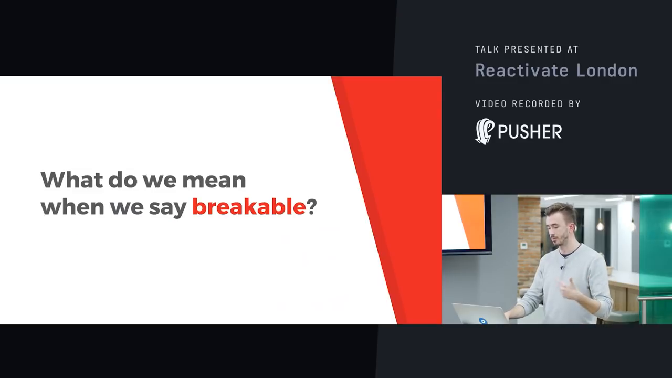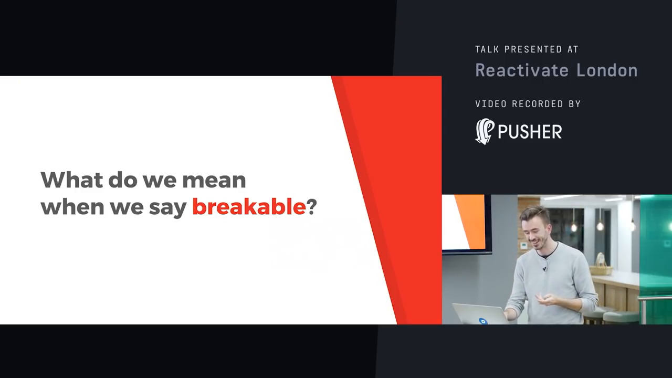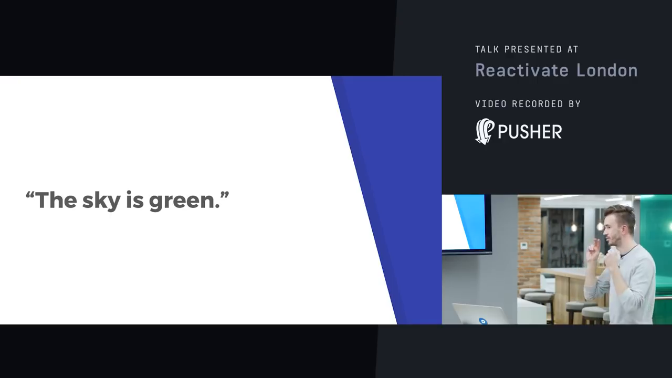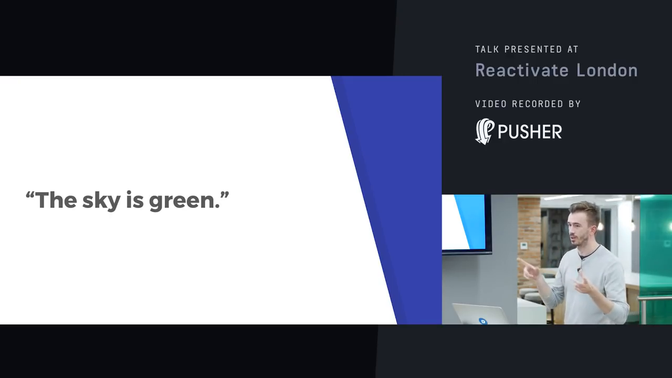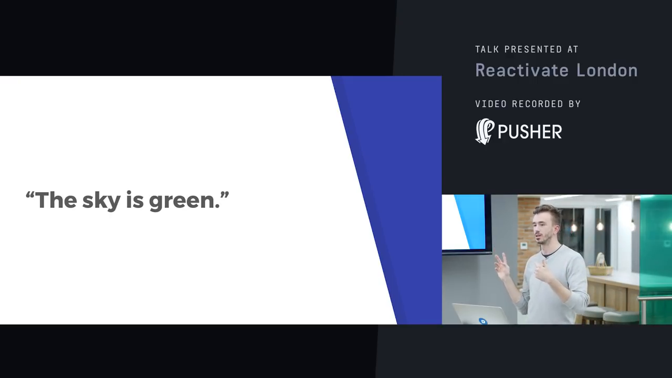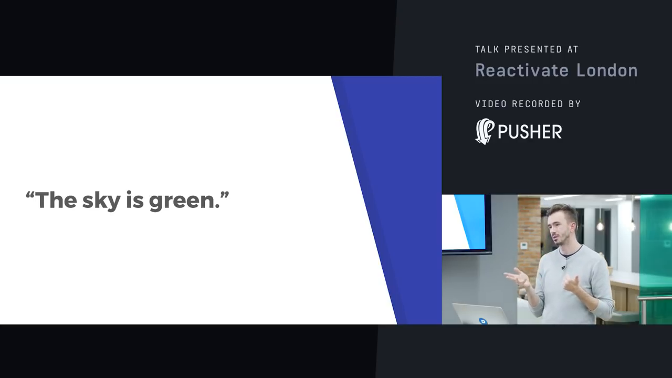So what do we mean when we say breakable? Yes, I know it was a bit of a clickbaity title saying building unbreakable software. I'm going to give you two statements. First statement: the sky is green. Most of you probably think that's wrong. But what if we're writing a computer game, and maybe the sky is green? Or what if we're in the northern hemisphere and it's nighttime, so the sky's green for those reasons?